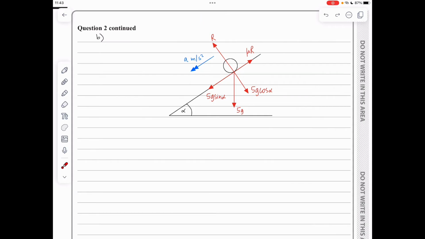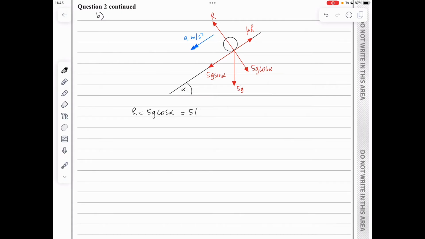I will start by equating the perpendicular forces. So we have that r is 5g cos alpha, and this is 5 times 9.8 times 4 over 5. And I will also consider the forces acting along the plane. Since we've got acceleration down the plane, I will be doing forces down the plane minus forces up the plane is mass times acceleration. And therefore, we've got that 5g sine alpha minus mu r is equal to 5a.